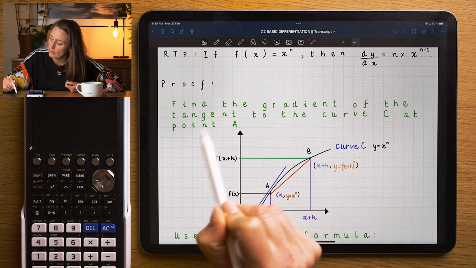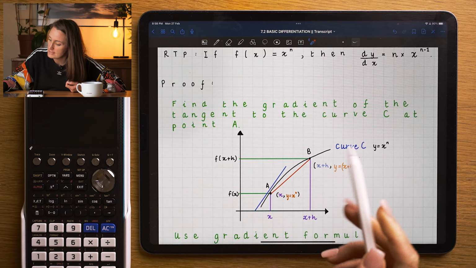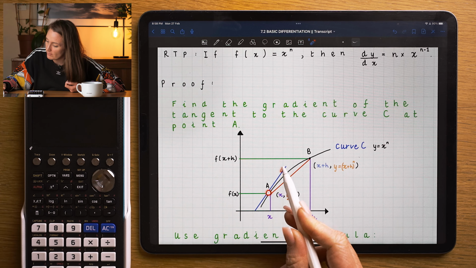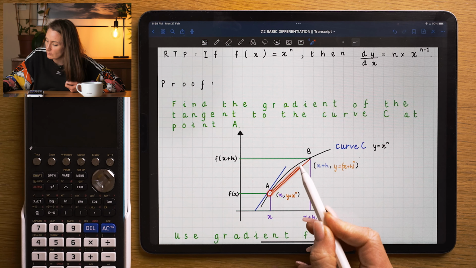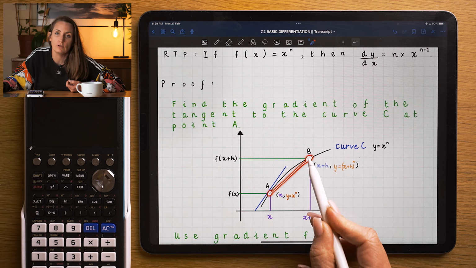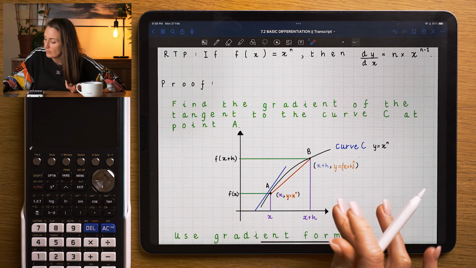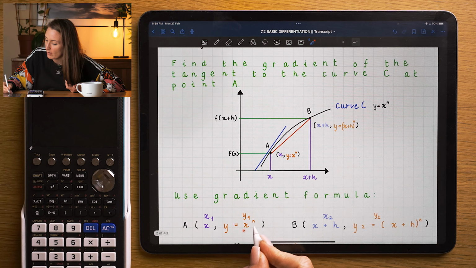We've got the gradient of the tangent to the curve at the point A. So this is what we're trying to find. We're trying to find the gradient of this tangent. But what we're going to do is, just like in first principles, we're going to take 2 points so that you can use the gradient formula connecting them. Now don't forget that both of these points now are on the line.